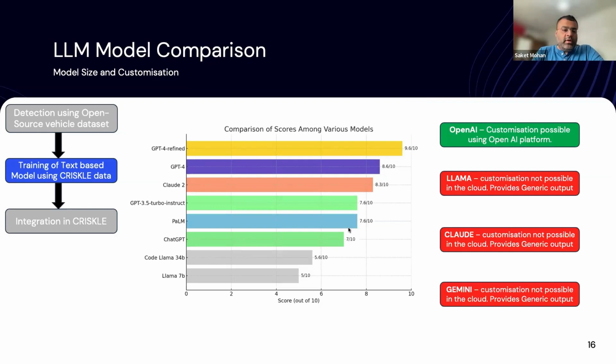Obviously, GPT-4 refined is the latest and the greatest one, because this study was done in the months of January and February this year. So at that point in time, the latest and greatest was GPT-4. Then there was Claude and GPT 3.5 Turbo Instruct. Mainly we focused on GPT 3.5 Turbo Instruct.